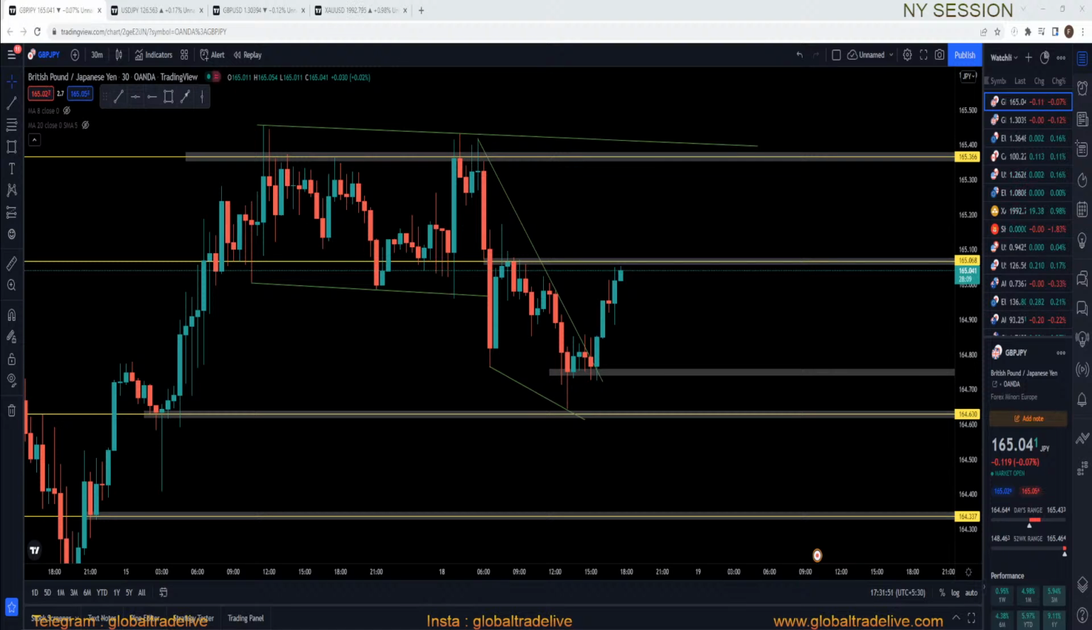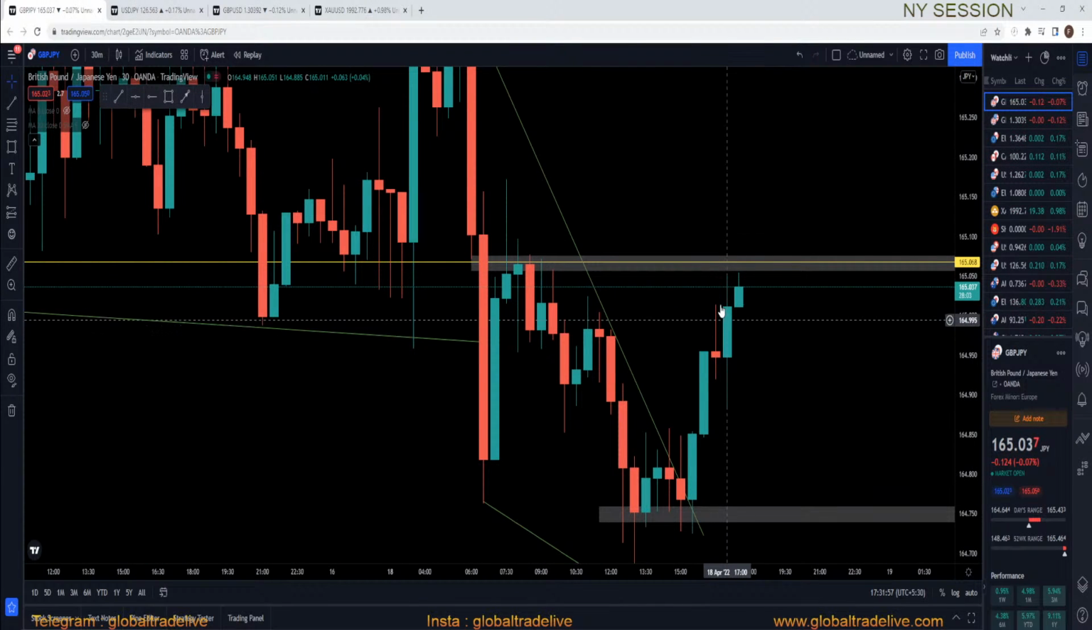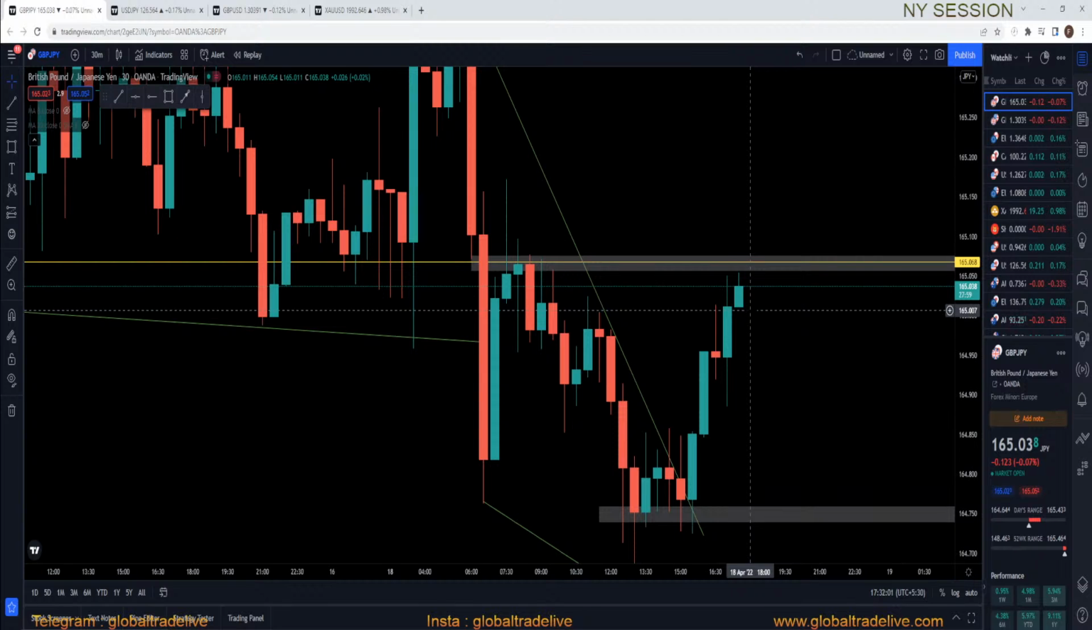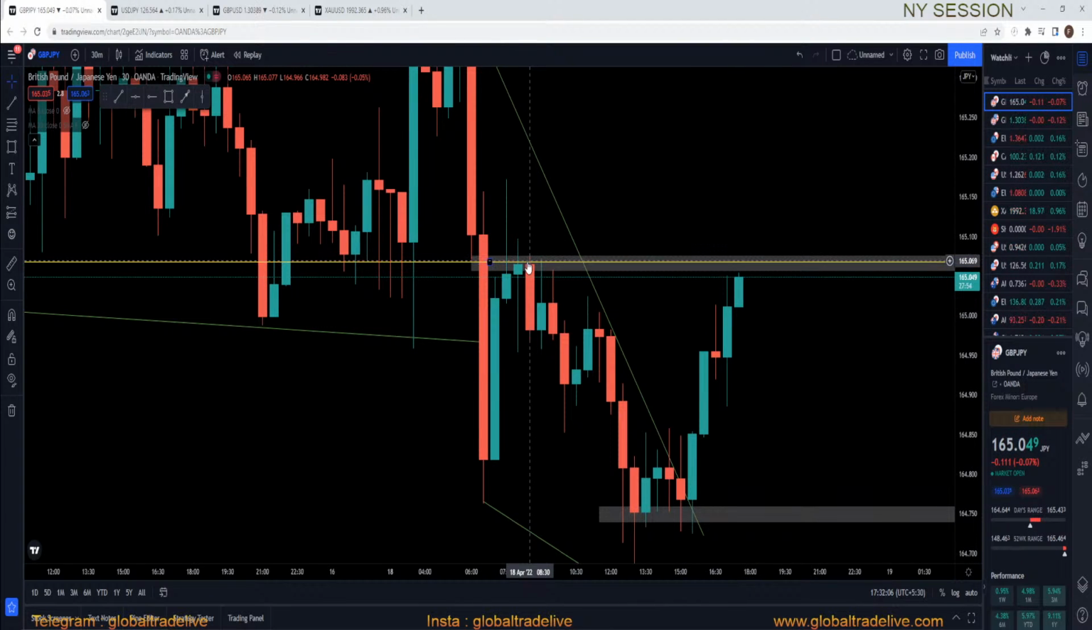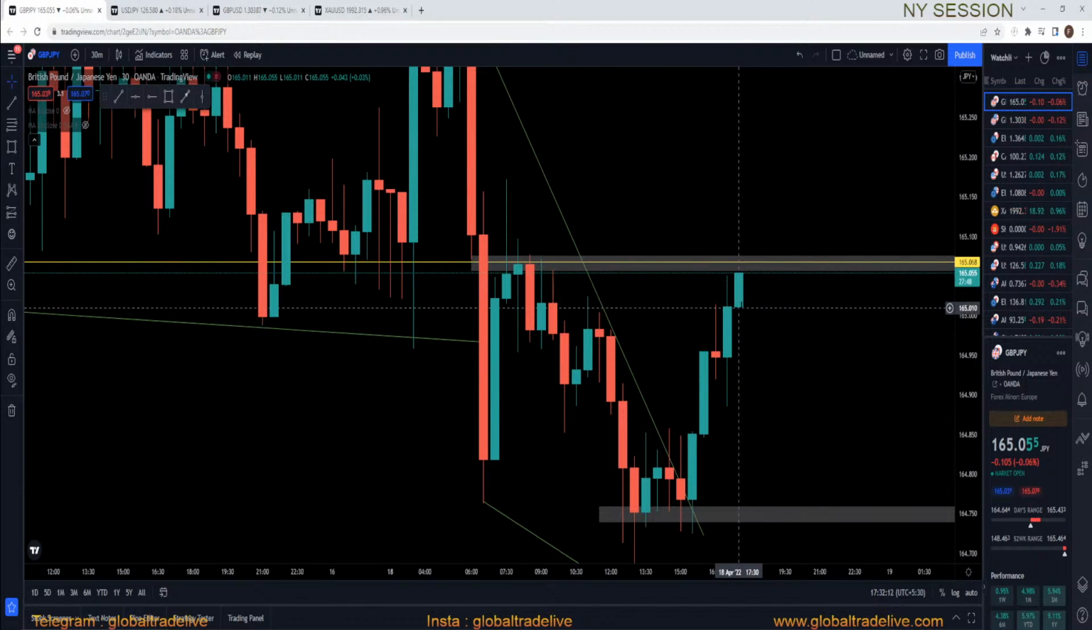Okay, so the previous candle has closed like a bullish candle, but the problem is, let me zoom in a little bit. The previous candle closed with a wick rejection on the top, and it hasn't even tapped the area of resistance to the left, right?